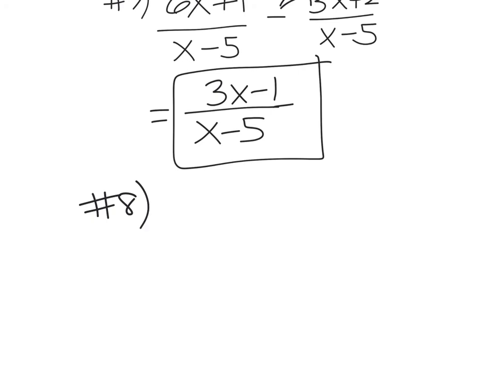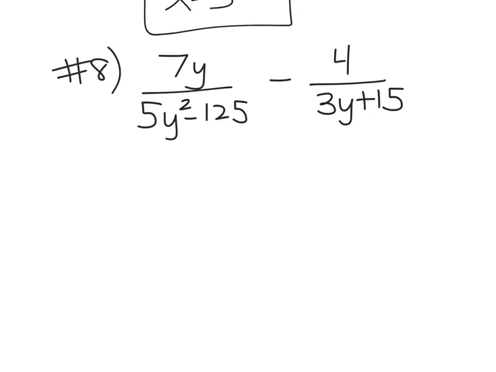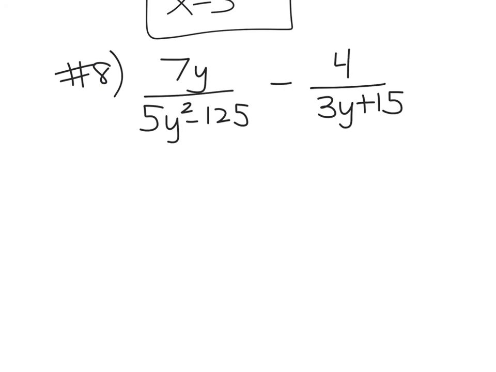Number 8. Ooh, we're going to finish early. 7y over 5y squared minus 125, and we're going to subtract 4 over 3y plus 15. All right, write that down, and we're going to try this one.